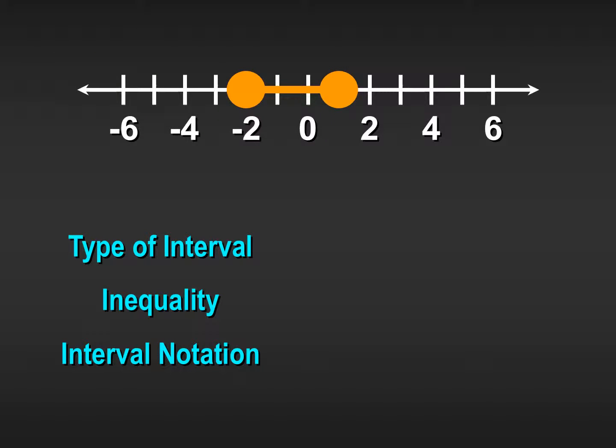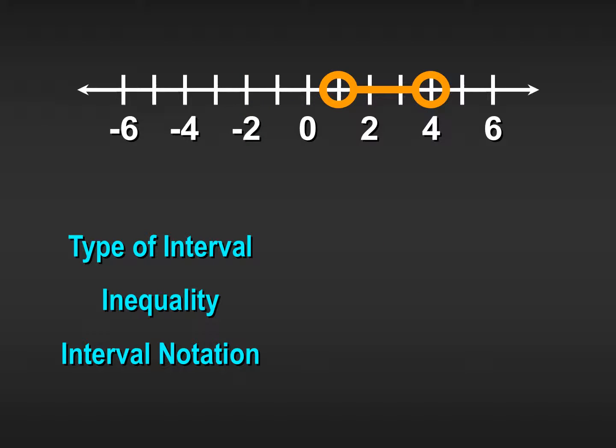So for this segment, it looks like it's between -2 and 1. Since you're including the endpoints, you've got filled in dots, so that's going to be a closed interval. The inequality is that x is between -2 and 1, but it could be equal to -2 and 1, so we're going to use the or equal to inequality symbols. And then for our interval notation, since we're including the endpoints, we're going to use square brackets, between -2 and 1.